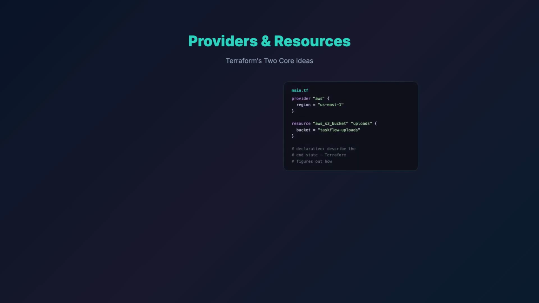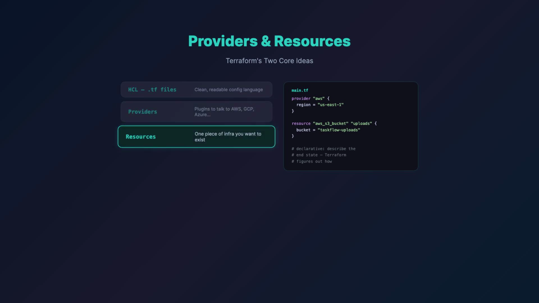Let's meet Terraform itself. You write Terraform in files ending in .tf using a language called HCL, HashiCorp Configuration Language. It's clean and readable, and it revolves around two ideas, providers and resources. A provider is the plugin that lets Terraform talk to a platform. There's an AWS provider, a Google Cloud provider, an Azure provider, and hundreds more. You declare the AWS provider and the region, and now Terraform can manage anything in your AWS account.